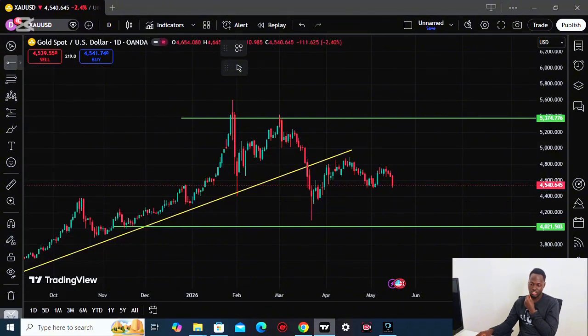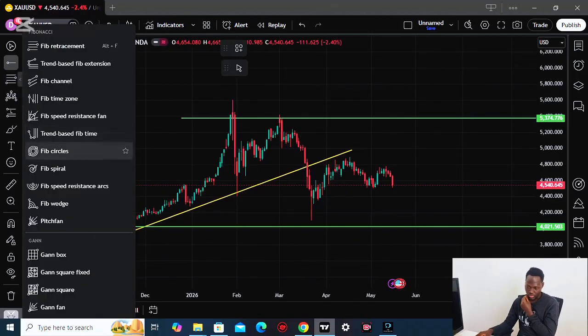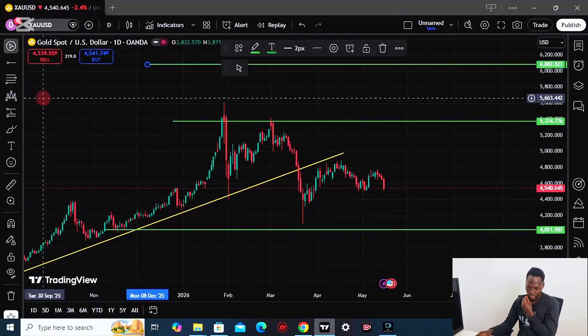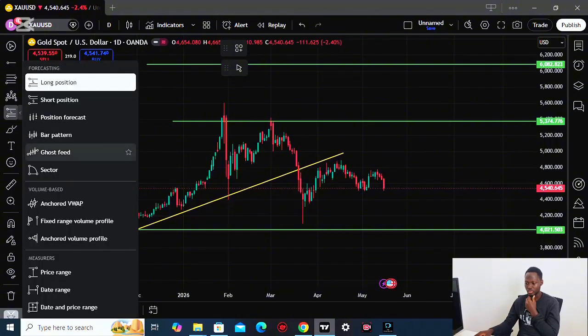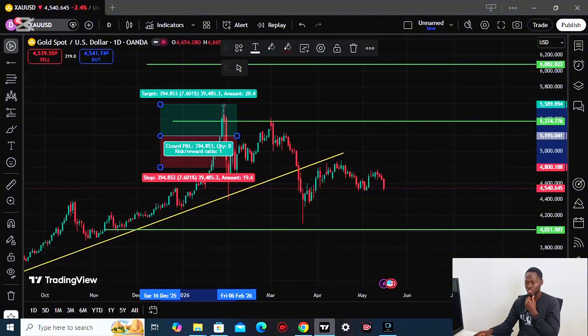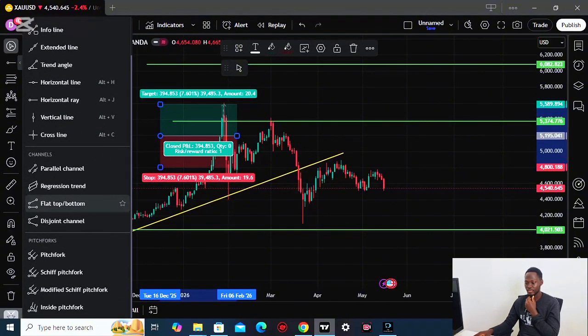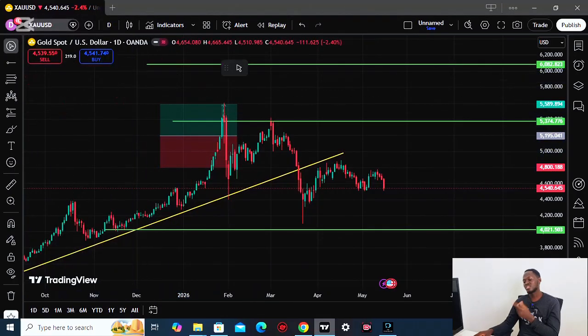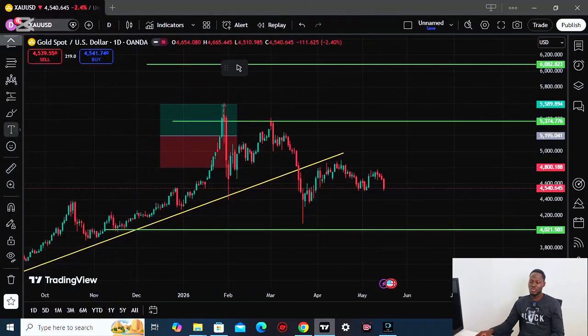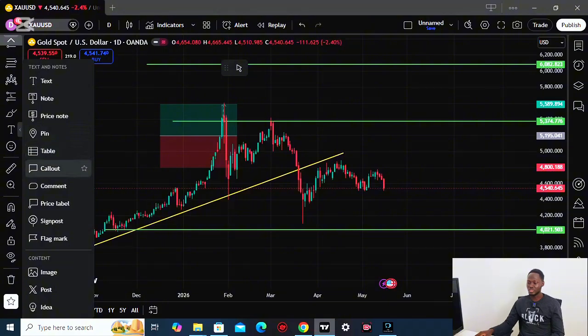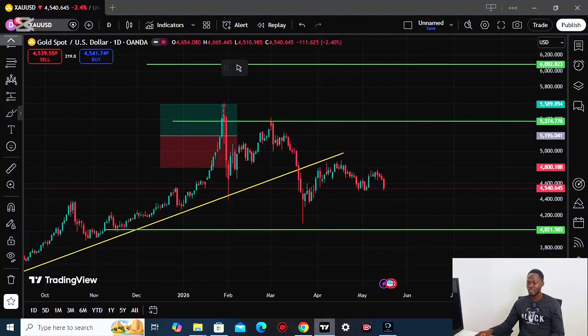Let me just mark it in the box to give you a very nice picture. This is my rectangle. So you see this area. This is the retracement area. Now what are we seeing in the retracement area here?